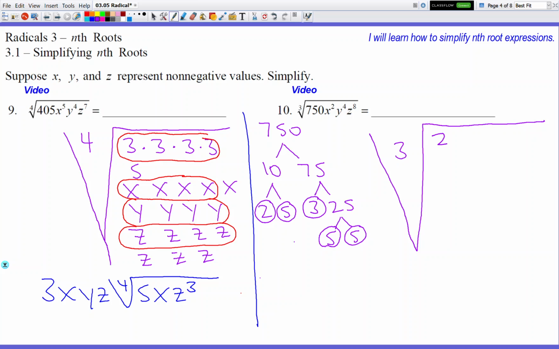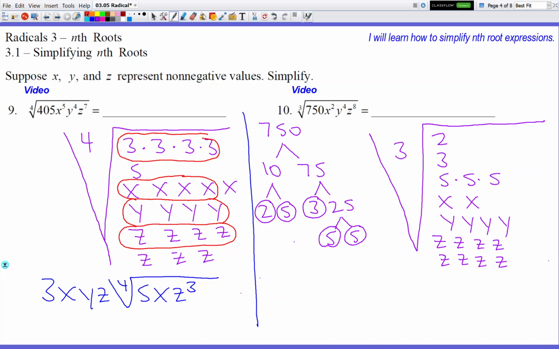Okay, so let's write my numbers. So 2 and 3 and 5, 5, 5. And then x's, I got 2 of them. Y's, I got 4 of them. And z, I got 8 of them. 1, 2, 3, 4, 5, 6, 7, 8.